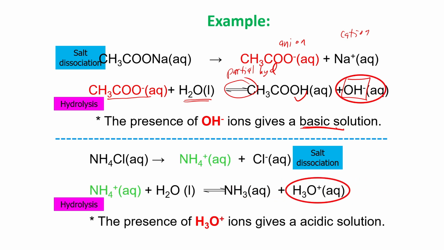Okay, this one ialah NH4Cl salt. Okay, dissociate produce NH4 plus and Cl minus ion. So we know that NH4 plus is a strong conjugate acid. So dia akan undergo hydrolysis. Okay, partially hydrolysis, produce H3O plus. So the presence of H3O plus menunjukkan dia ialah acidic salt.